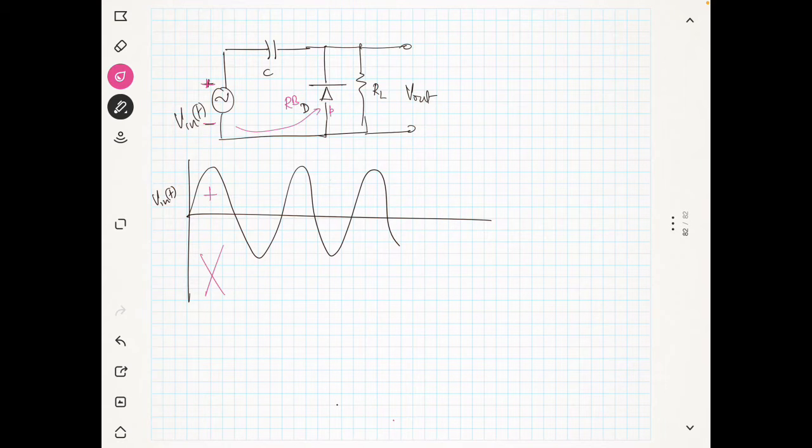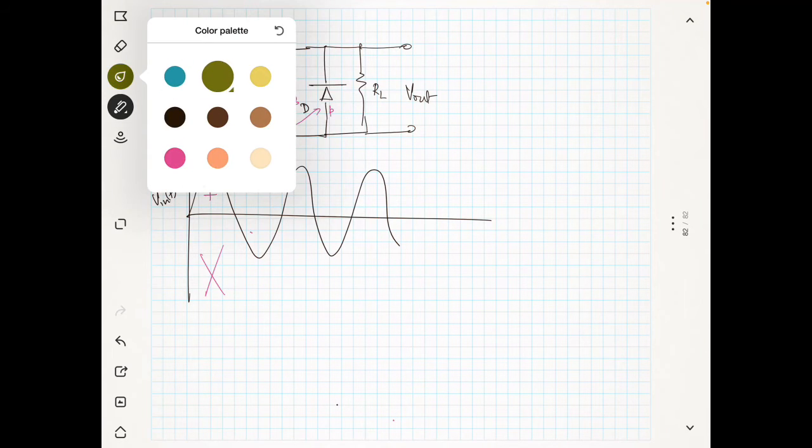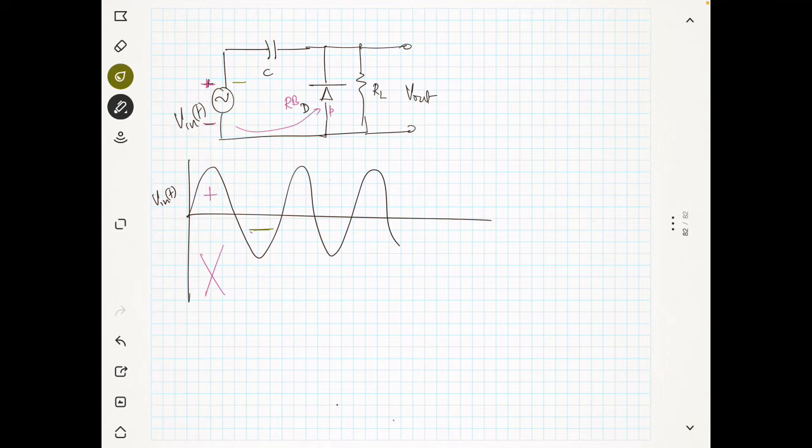Next, during the negative half cycle, what will happen? This is negative and this is positive. Now positive is connected to the P, so the diode is forward biased. So the current will flow like this, and there will be a voltage drop across the diode of 0.7 during this cycle. Suppose this is 10 volt and minus 10 volt. Since you are giving minus 10 volt, your capacitor will charge to 9.3 volt in this direction, plus and minus.